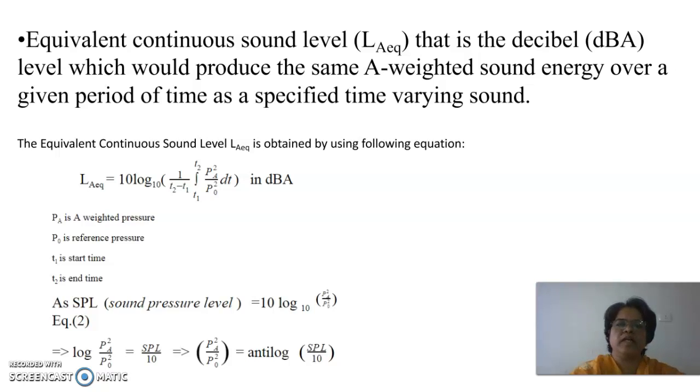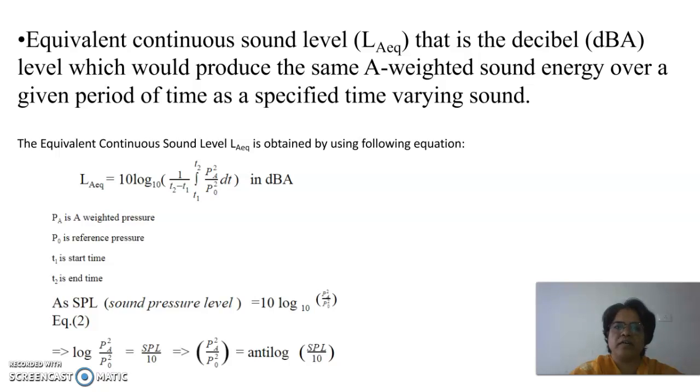Now, equivalent continuous sound level, LAeq, is the decibel level which would produce the same A-weighted sound energy over a given period of time as a specified time-varying sound. It is calculated with the equation: 10 log to the base 10 of 1 upon (T2 minus T1), integral from T1 to T2 of PA squared by P0 squared dt. It gives the answer in dBA.